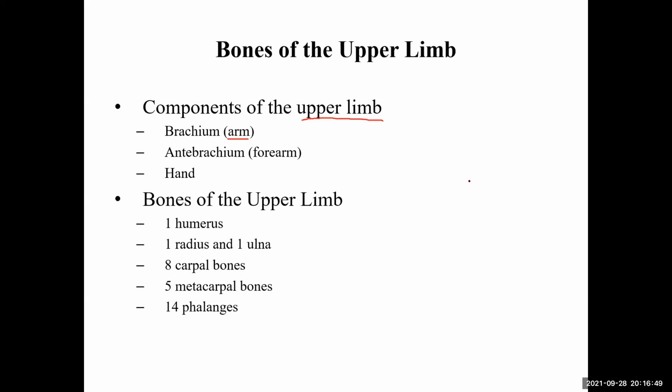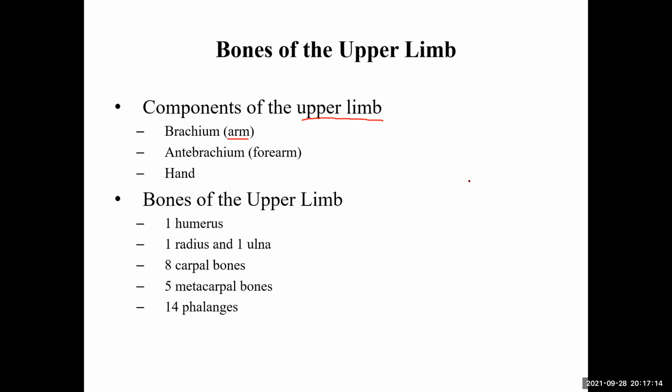So when we're talking about the bones of the upper limb, when we're looking at the bones of the brachium or your arm, there's only one bone, that's the humerus. Your forearm or antebrachium has two bones, the radius and the ulna. Then your wrist has 8 bones. Those are the carpal bones. Then the palm of your hand contains your 5 metacarpal bones.